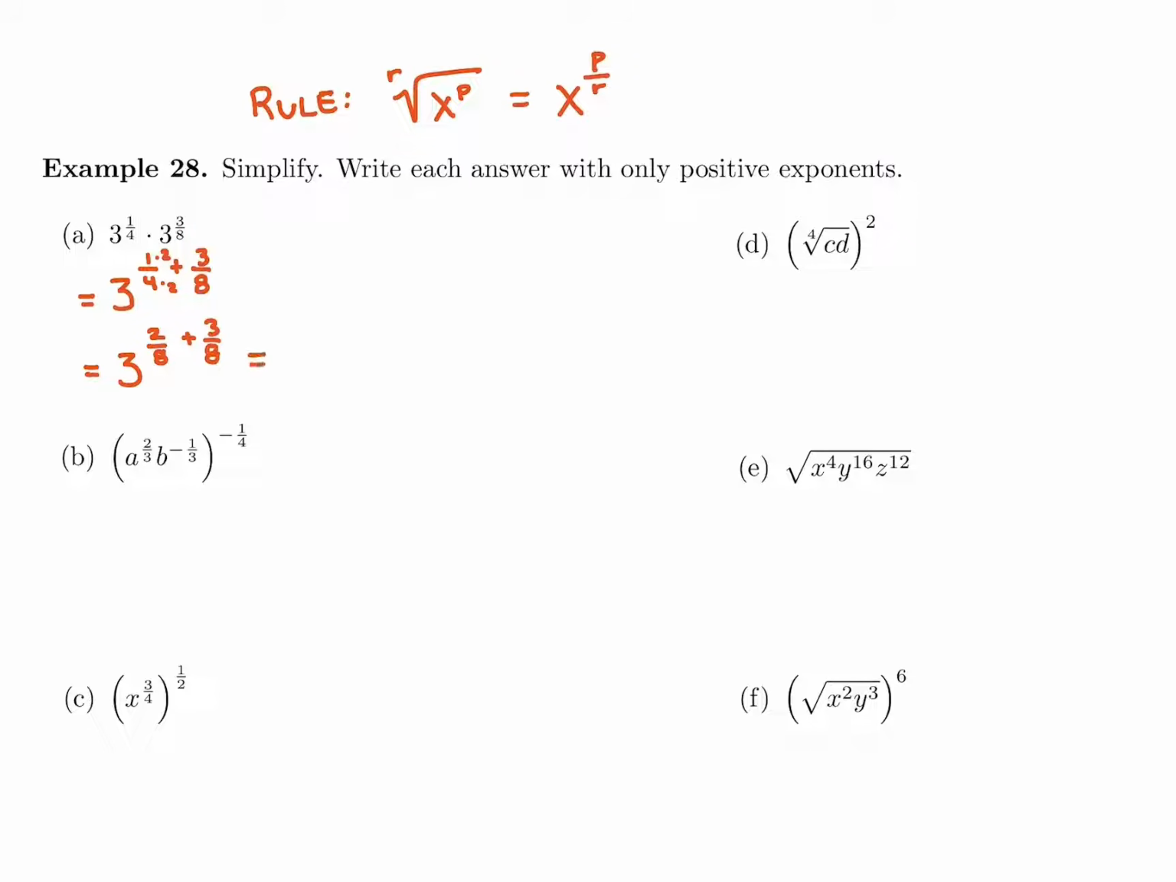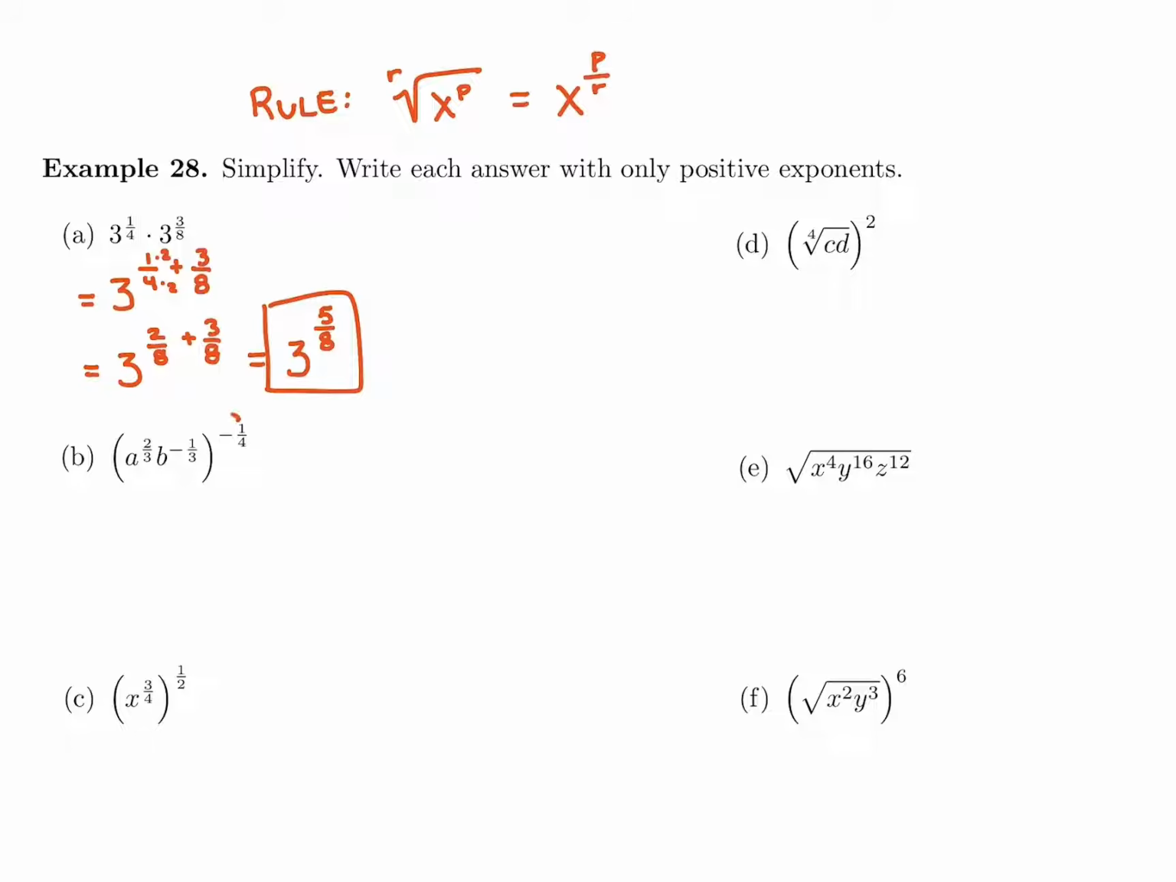Or you can grab your calculator and do 1/4 plus 3/8 and hit math, enter, enter, and it will tell you that you get 3 being raised to 5/8 when you do 1/4 plus 3/8. Otherwise, you have to have the same denominator in order to add the numerators.